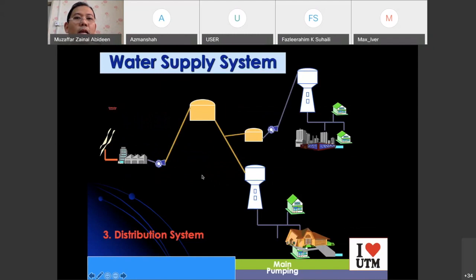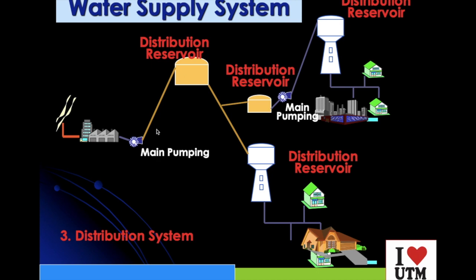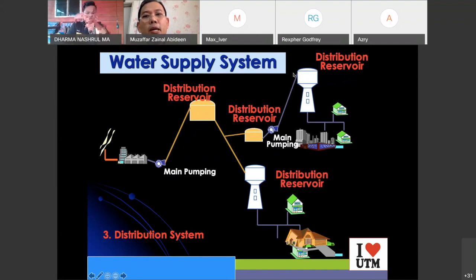Right. Those are the distribution reservoirs. So now we will look into how to find out the volume of the distribution reservoir and also the pumping rate of the distribution reservoir. Okay, so if you remember, why do we need to have a distribution reservoir? Because it can provide the gravity factor to the service area. So what I'm trying to say is the water is sent from the distribution reservoir through a gravity system.